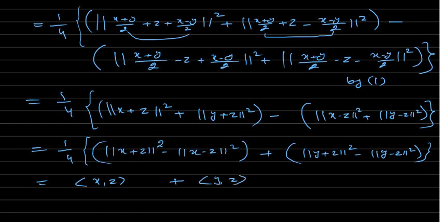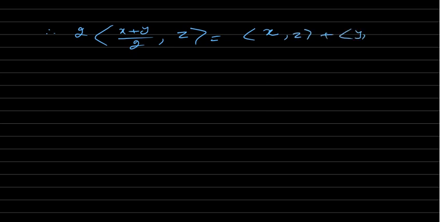z, because you know that 4 times the inner product of x with z is equal to the norm of the sum minus the norm of the difference of these two. That's here, norm of sum, norm of difference. Again here it's the norm of the sum of y and z and the norm of the difference. So therefore we have this: 2 times the inner product of (x plus y) over 2 with z is equal to the inner product of x with z plus the inner product y with z.